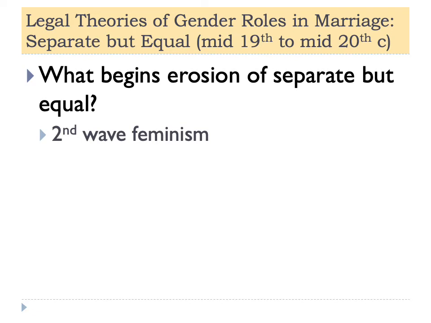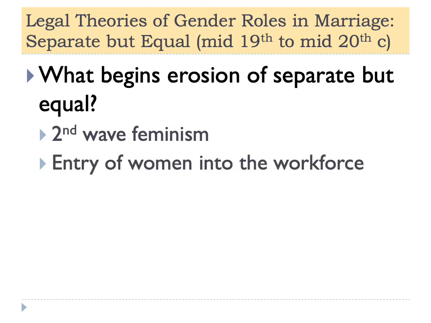Second wave feminism really changed the way of thinking, radically, about women as being equal and being treated equally in the eyes of the law. That really begins the change in thinking that women and men have these separate responsibilities within marriage.